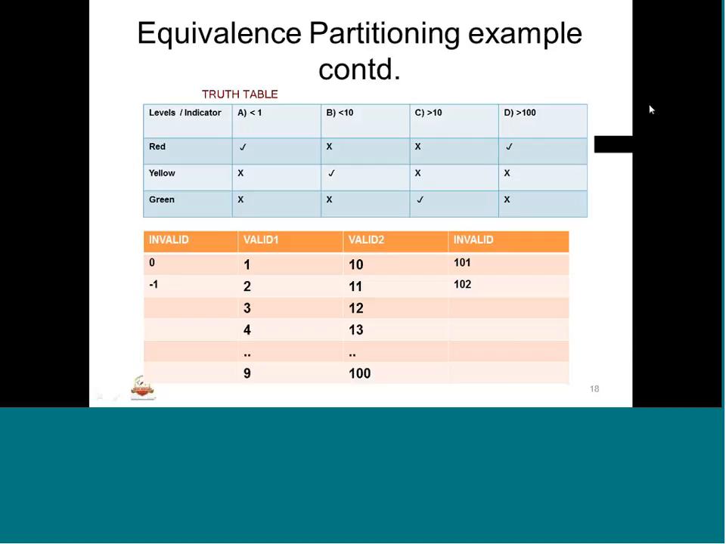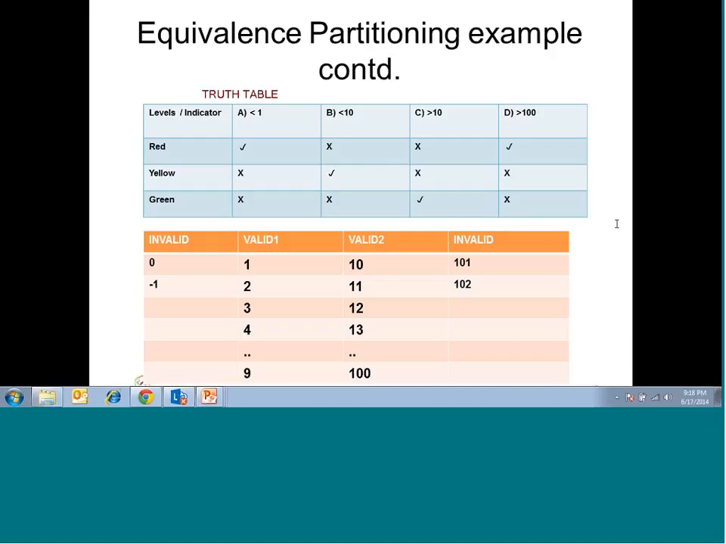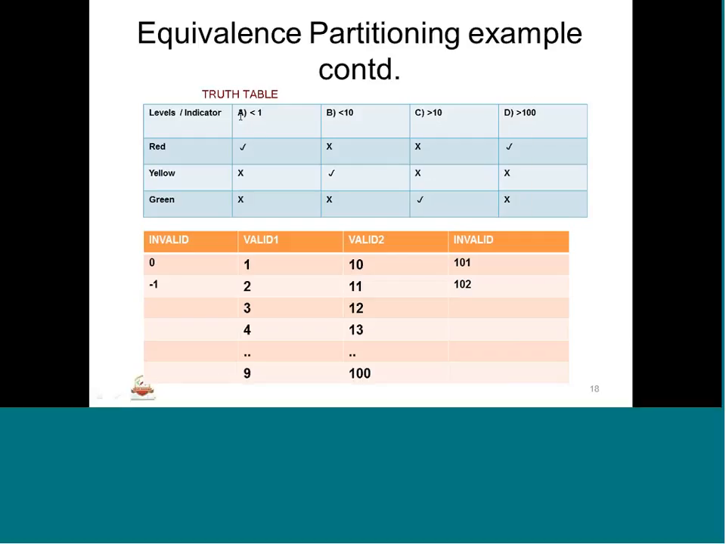Why? Because it identifies all the combinations of inputs, which is good enough to identify and differentiate between invalid and valid classes. So what we see here is a truth table. On the left hand side you can see red, yellow, green as the indicator, and on the right hand side you see different classes. So what are those classes we have? We have class A, class B, class C, class D, identifying different indicators.